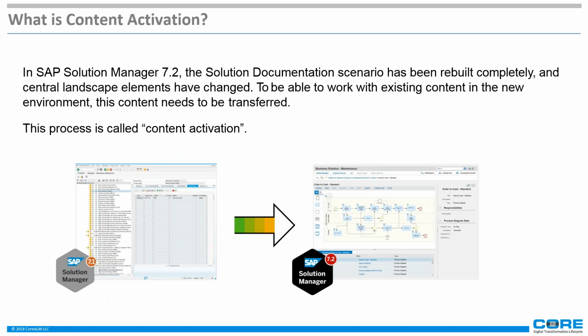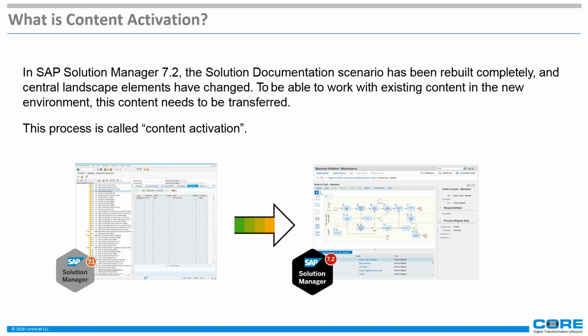One of the things that's been impacted the most is the solution documentation. It has been rebuilt completely. So during the upgrade, if you're running transactions like Solar 01, Solar 02, you probably have a solution, you have a project defined, you have transactions, test cases, and whatnot. And if you plan on using those during the upgrade, you're going to have to go through a process that's called the content activation.